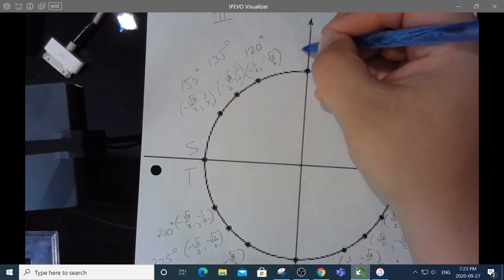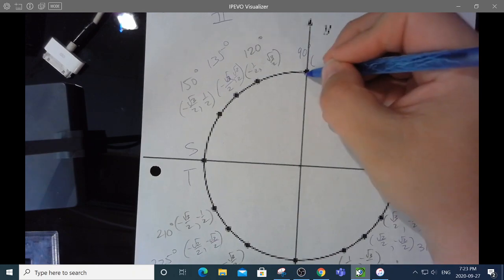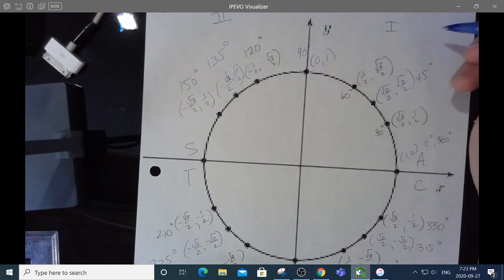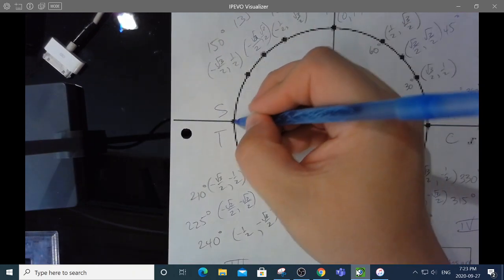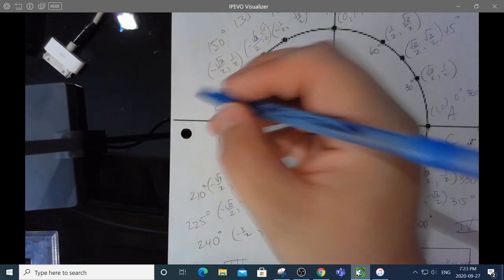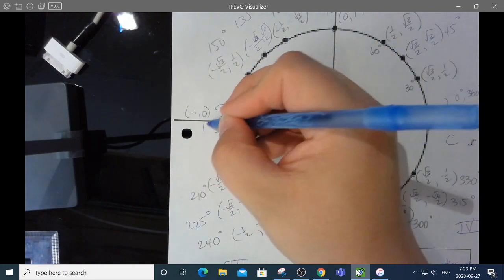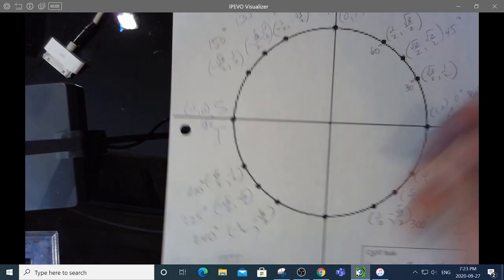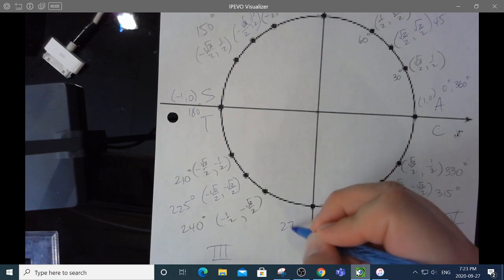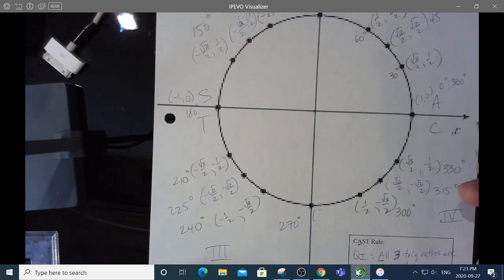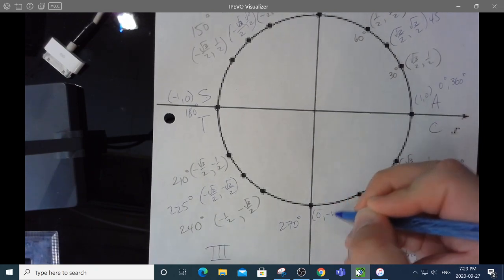This would be the 90-degree spot. And what are the coordinates of that? Well, that'd be x is 0, y is 1. And what about this spot here? Well, that's the coordinates -1, 0. But it's also the 180-degree spot. And this down here is the 270-degree spot, and it has coordinates of 0, -1.